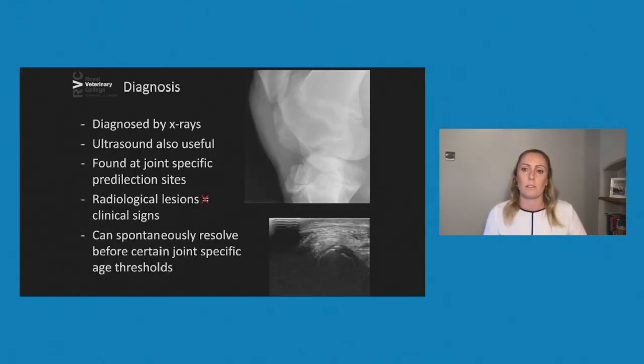So the most common way to diagnose osteochondrosis is through radiography, but ultrasound can also be a useful tool, which we'll talk about later. Lesions are found at very specific predilection sites in each joint. This is due to certain biomechanical forces that affect certain joints and the blood supply found in that region, among some other factors. The degree of severity of each lesion on X-rays, or the grade of the lesion, doesn't always mirror the clinical signs the horse is showing, and lesions can also spontaneously resolve whilst the horse is still maturing. This can occur at different times for different joints, as each joint matures at a different rate.